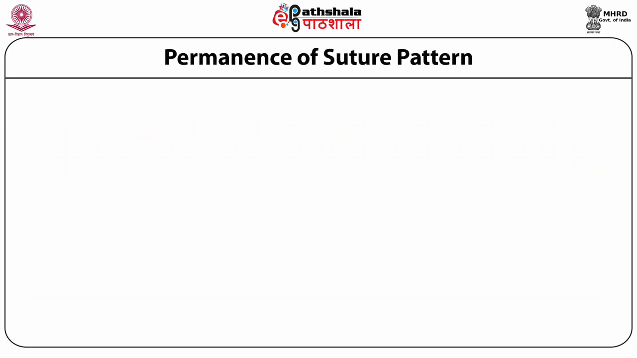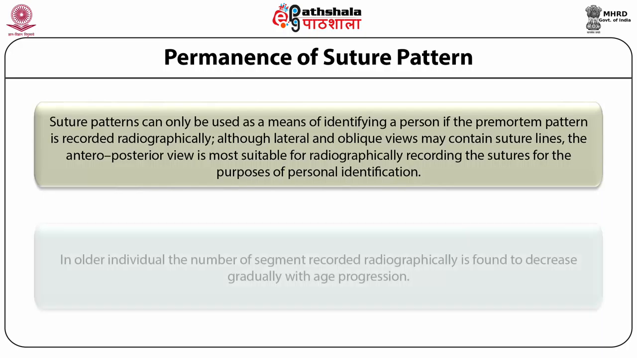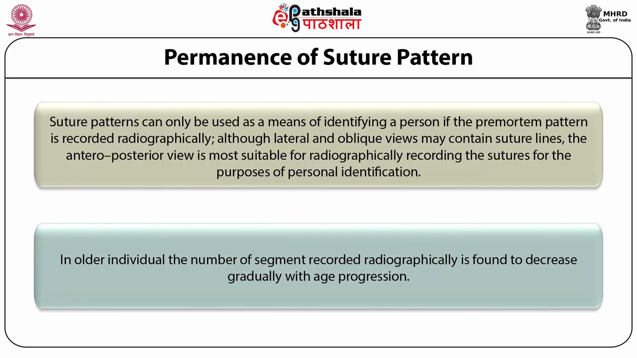Permanence of suture pattern. Suture patterns can only be used as a means of identifying a person if the pre-mortem pattern is recorded radiographically, although lateral and oblique views may contain suture lines. The anterior-posterior view is most suitable for radiographically recording the sutures for the purpose of personal identification. In older individuals, the number of segments recorded radiographically is found to decrease gradually with age progression.